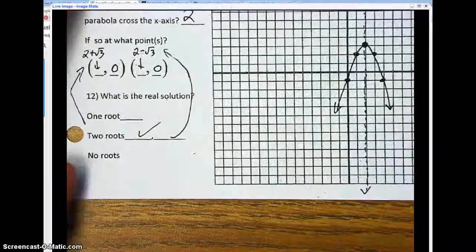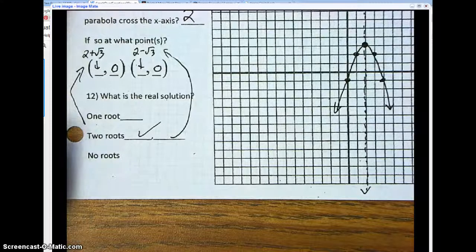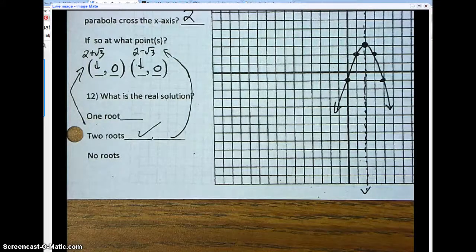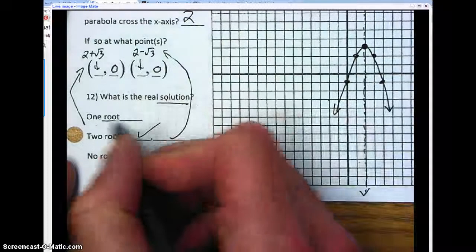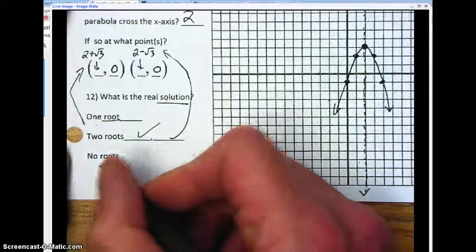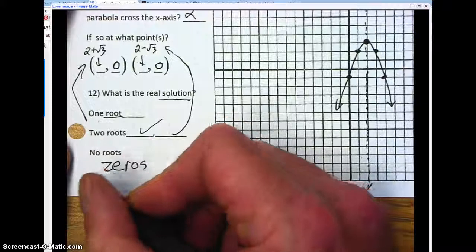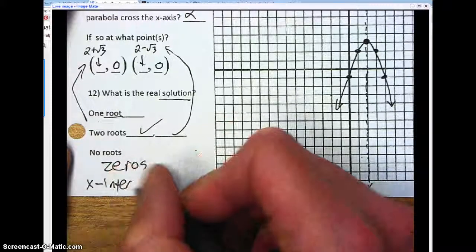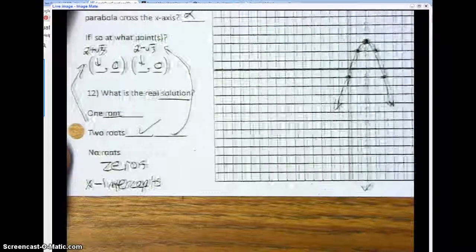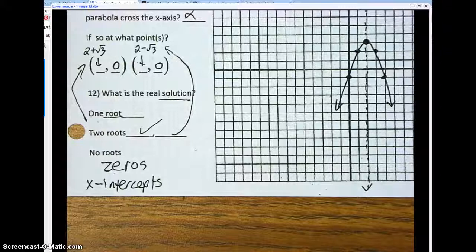So basically, the whole point of solving quadratics is to see how many times it crosses the x-axis. And those are called solutions. They're called roots. They're also called, please write this, zeros. And they're also called x-intercepts. And that's the whole point of this.